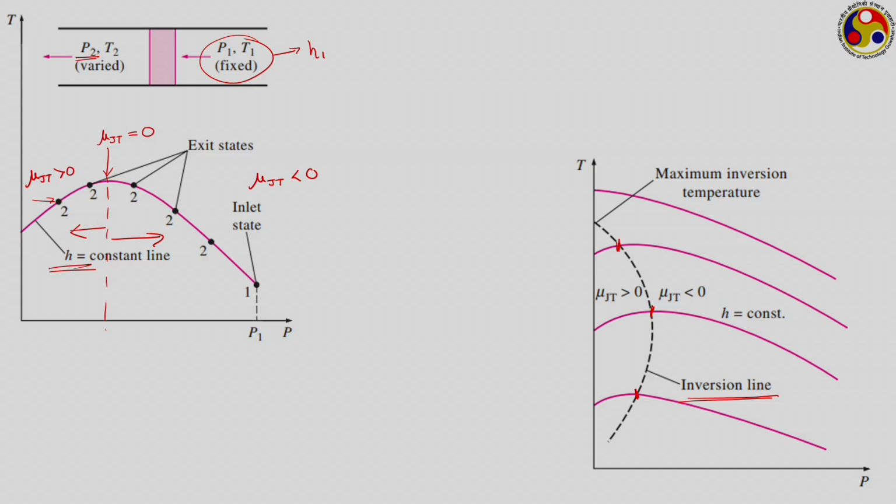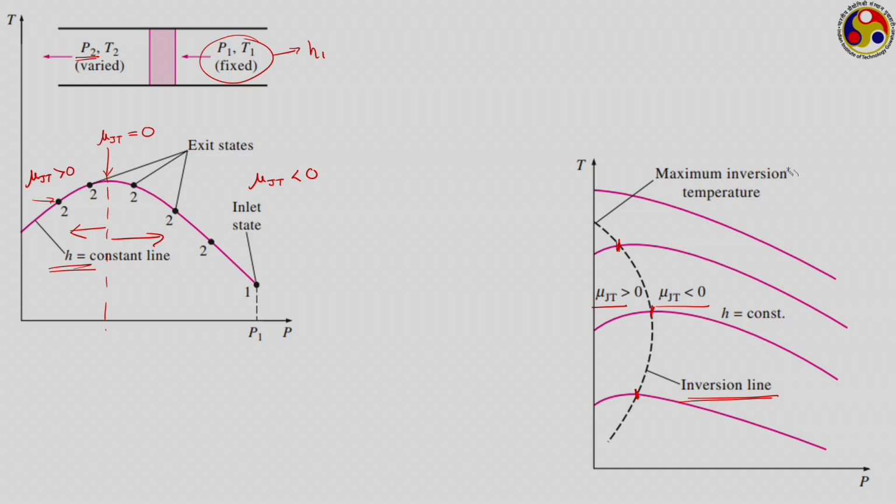And the point where this inversion line touches the vertical axis, that is the p equal to 0 situation, this line has the equation p equal to 0. So, this temperature is known as the maximum inversion temperature. It is a characteristic of any fluid. When we are operating below the maximum inversion temperature, we can have both situations, Joule-Thomson coefficient greater than 0 or Joule-Thomson coefficient less than 0. The Joule-Thomson coefficient is less than 0 on the right hand side of your inversion line, and it is greater than 0 on the left hand side of the inversion line.